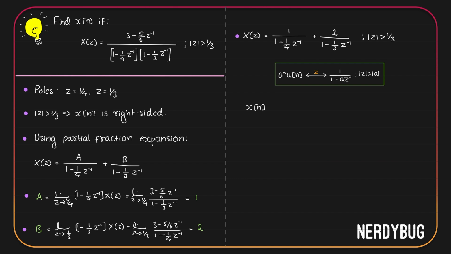So we can write x of n is going to be inverse z transform of 1 by 1 minus 1 by 4 z inverse, which will be 1 by 4 raised to n u of n, plus 2 times inverse z transform of 1 by 1 minus 1 by 3 z inverse, which will be 1 by 3 to the power n u of n. Or we can write x of n is equal to 1 by 4 to the power n plus 2 times 1 by 3 to the power n, multiplied by u of n.